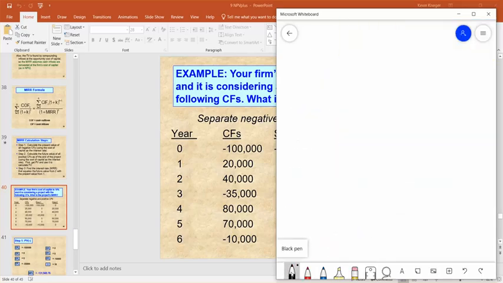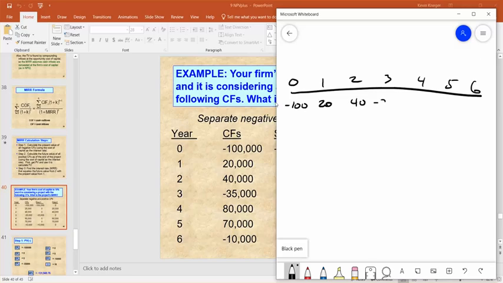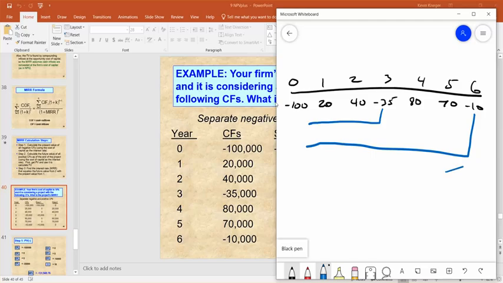So the way to deal with this would be, say, 0, 1, 2, 3, 4, 5, 6. And I'm just going to do these all in thousands. So negative 100, 20, 40, 35, 80, 70, and negative 10. I want to get all of the negatives at time 0. So you can do that by doing your present values. You can do them manually, like by dividing by 1.10 to the 6th and 1.10 to the 3rd. And this one's already at time 0. You can do that.